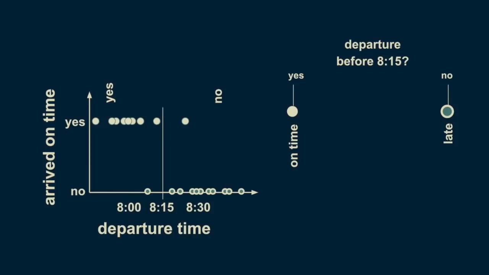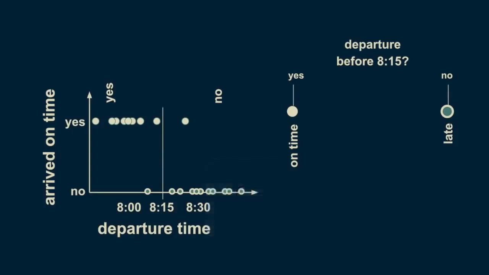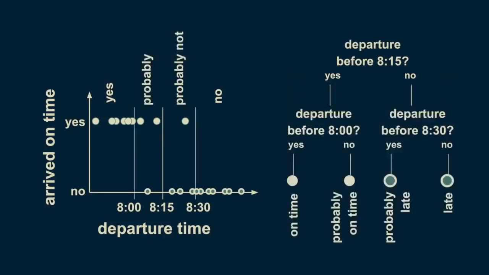If you depart before 8:15, you can be reasonably sure of getting to work on time. And if you depart after 8:15, you can be reasonably sure of being late. This is the simplest decision tree possible, a single branch. We can refine our estimate of punctuality by subdividing both the before 8:15 and the after 8:15 branches.